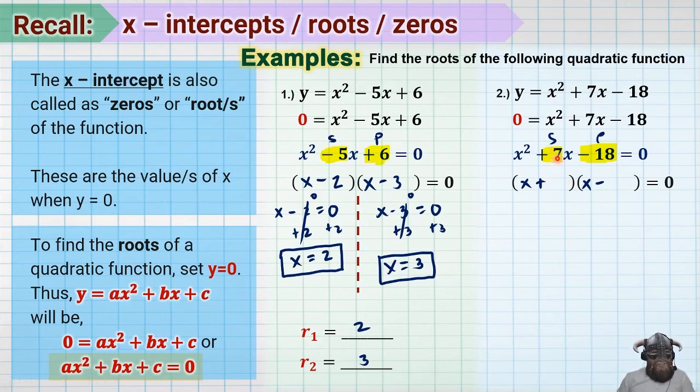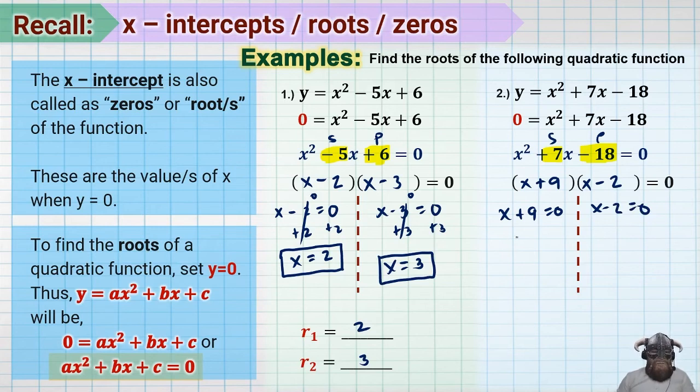Since 7 is positive, mas malaki si 9, kaya siya yung magiging positive and dito si 2. 'Di ba? 9 minus 2, positive 7. Pasok siya. So our factors now will be x plus 9 times x minus 2. Then, to get the roots, all we need to do is to have these two equations separating: x plus 9 equal to 0 and x minus 2 is equal to 0. Ito yung tinatawag natin na zero product property if you still remember.